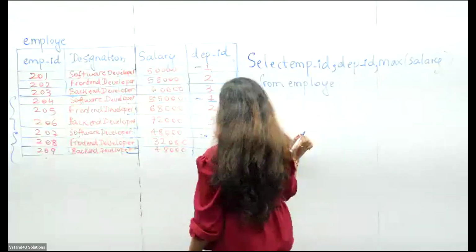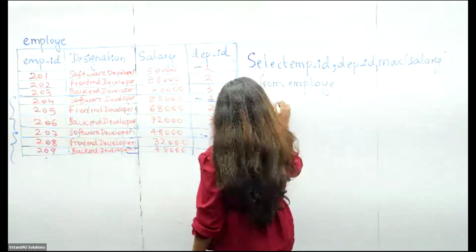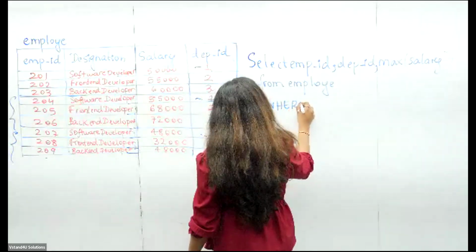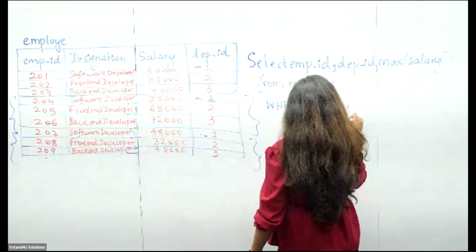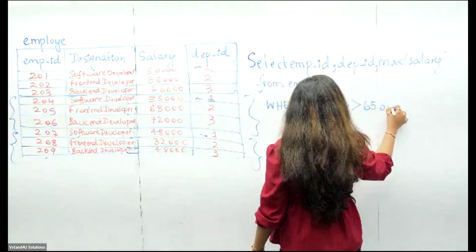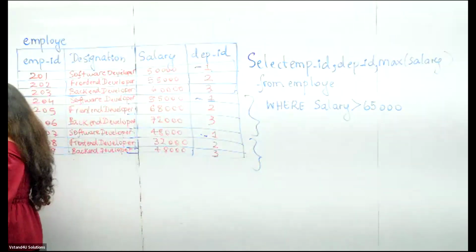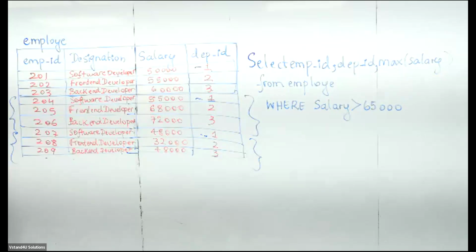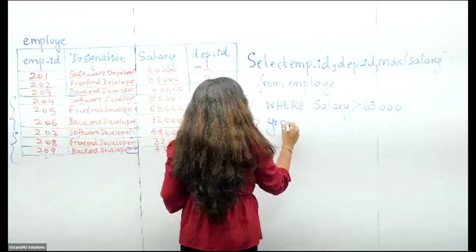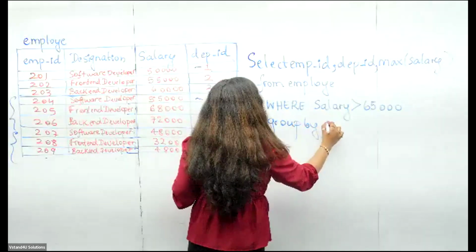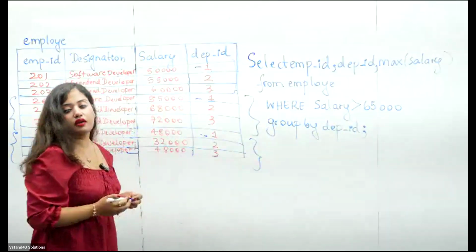What is the condition given here? You will be writing where salary greater than 65,000. Then group by department ID. Correct? You will be writing group by department ID. Is the query correct? The query is correct.